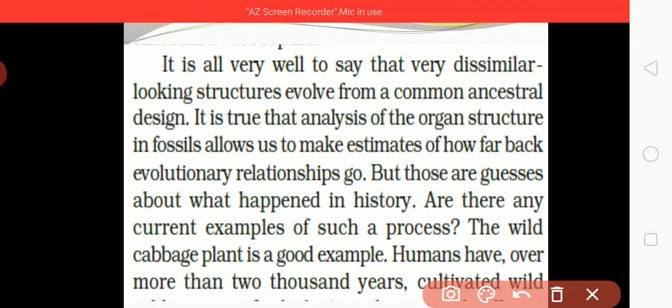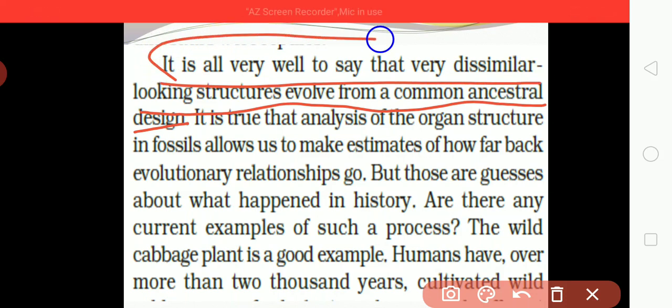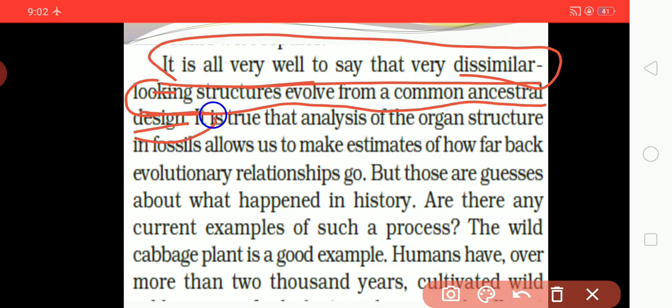It is also very well to say that very dissimilar looking structures evolved from a common ancestor design. It is interesting that dissimilar looking structures evolved from a common ancestor design. Both of them are totally dissimilar to each other, yet they evolved from the same ancestor. It is interesting that they do not share even a single similar character, yet they evolved from a common ancestor design.